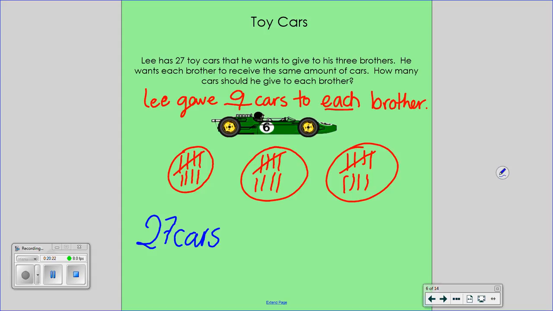27 cars. What do we do with those 27 cars? Divided by 3. Divided into 3 what? Groups. You could say brothers, but groups for the most part. Equals what? Raise your hand and tell me. Gabriella? 9 in each group. There we go. 9 in each group.